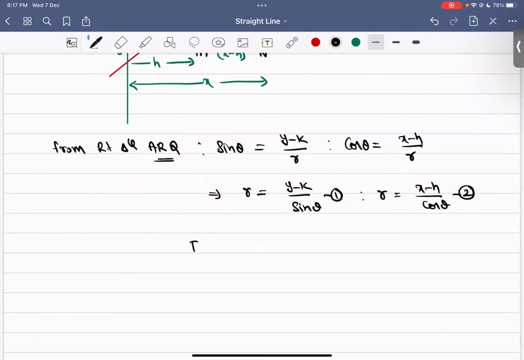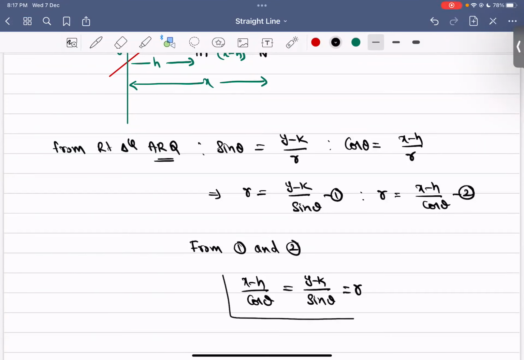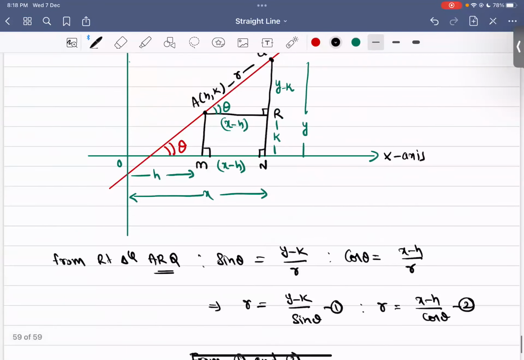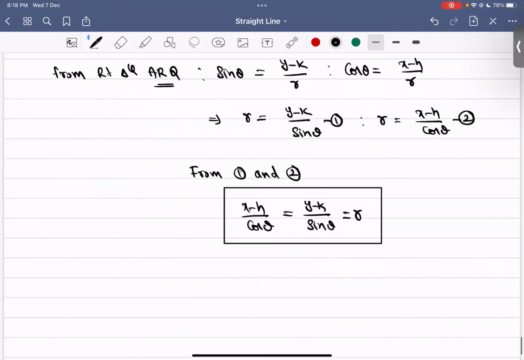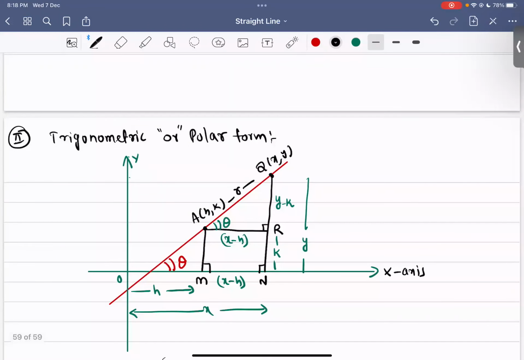So from 1 and 2, x minus h by cos theta is equal to y minus k by sine theta is equal to r. So this is the parametric equation of the straight line. Here A(h, k) is a fixed point. And one more thing, how can you take any point, that is, the Q(x, y) coordinates.